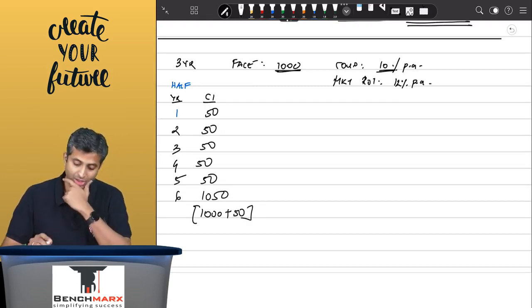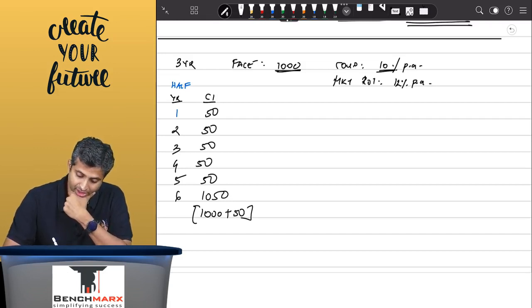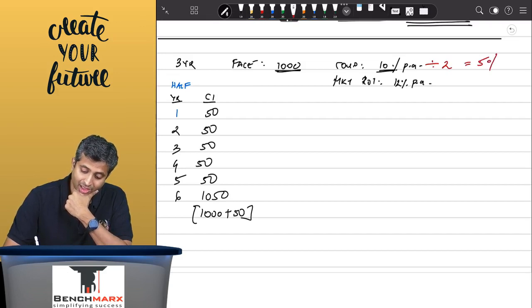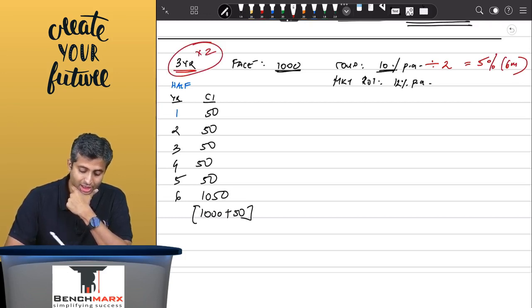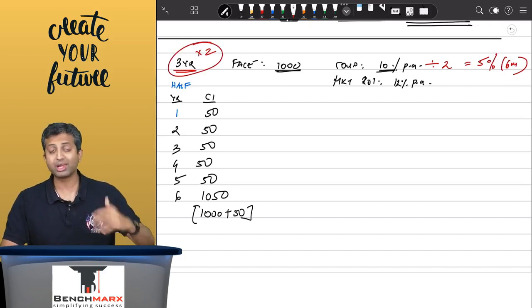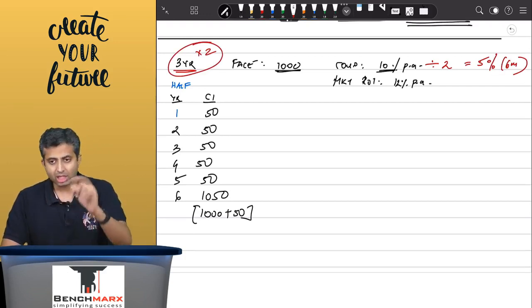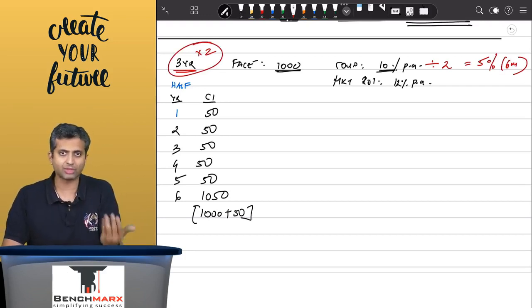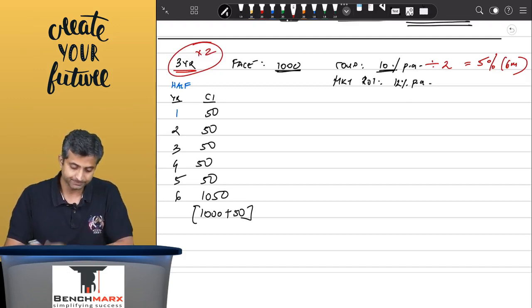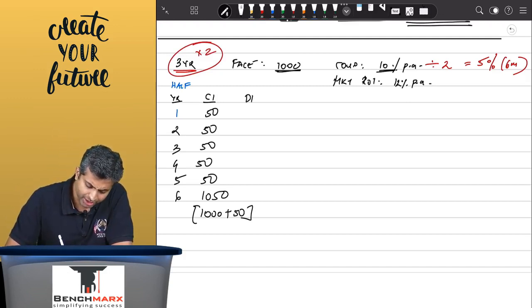Ajay sir, what have you done? We have divided the coupon rate by 2. We are saying that, well, 10% per annum is 5% for a 6-month period. Again, the term we have multiplied by 2. Basically, 3 years is equivalent to 6 half years, and the actual coupon in each of the half years is, for example, 5%.